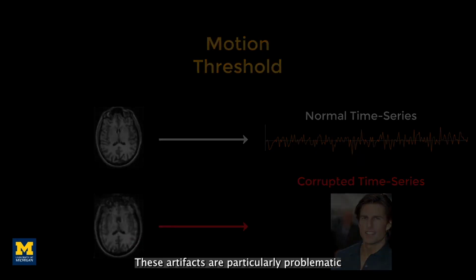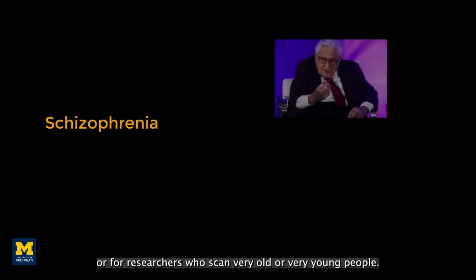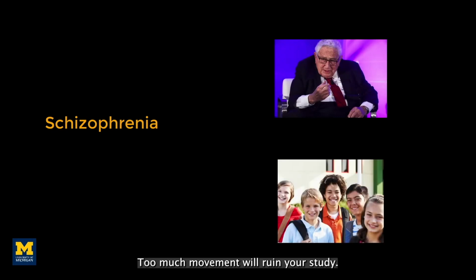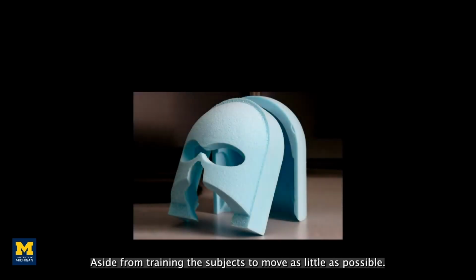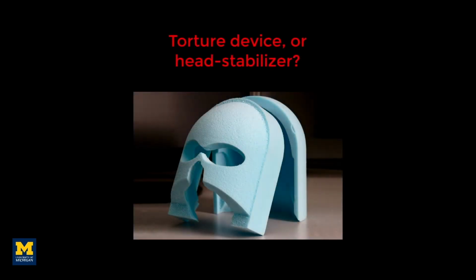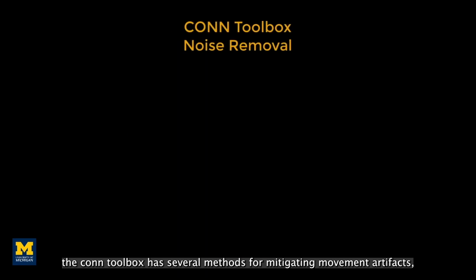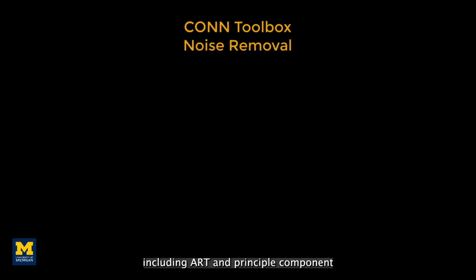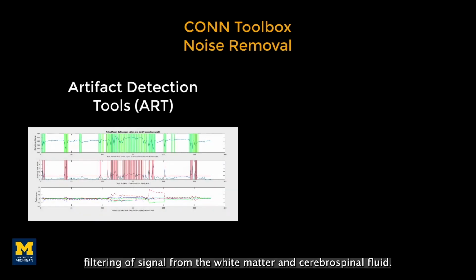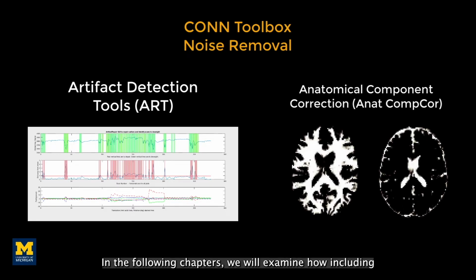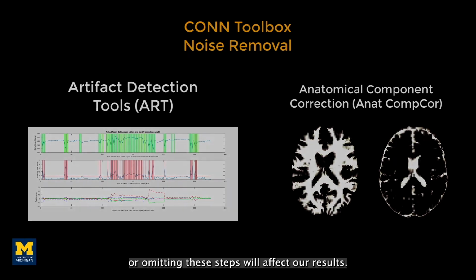These artifacts are particularly problematic for laboratories studying disorders such as schizophrenia, or for researchers who scan very old or very young people. Too much movement will ruin your study. There's no simple way to address this problem, aside from training the subjects to move as little as possible. That said, the Conn toolbox has several methods for mitigating movement artifacts, including ART and principal component filtering of signal from the white matter and cerebral spinal fluid, a method known as CompCore. In the following chapters, we will examine how including or omitting these steps will affect our results.